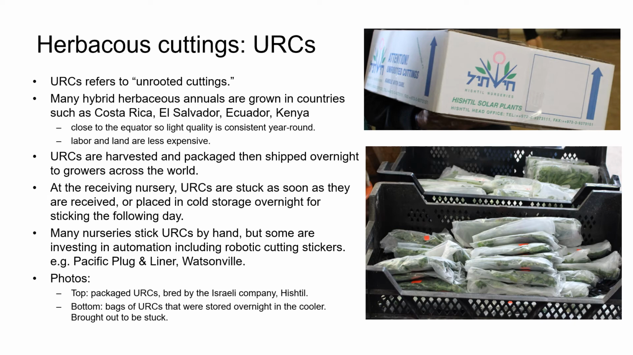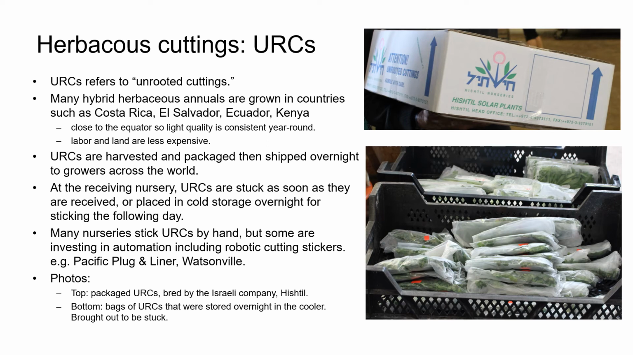At their destination, these cuttings are received and stuck immediately. If they can't be stuck immediately, they're stored overnight in coolers and stuck as soon as possible. Many of the URCs are still being stuck by hand, but an increasing number of larger nurseries is investing in robotic cutting stickers. These machines are expensive, but enable nurseries to cut their labor costs and vastly increase efficiency because the machines are so much faster than humans.